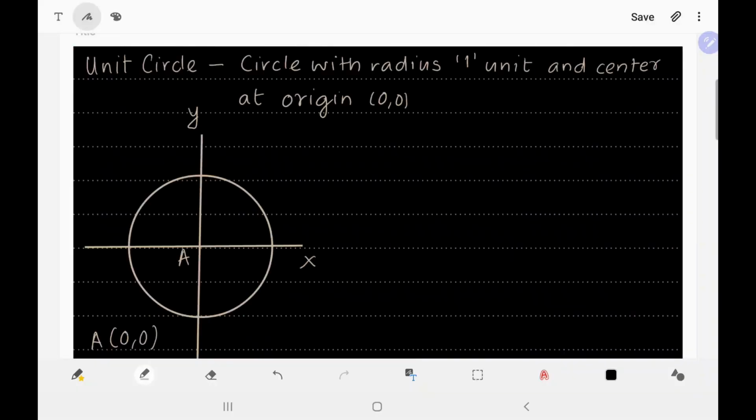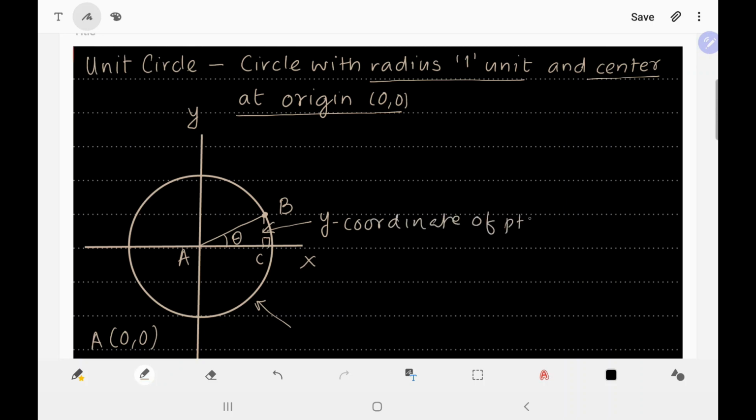A unit circle is a circle with radius 1 unit and center located at origin (0, 0). Here I have drawn a unit circle with center A. Now let us draw a point B on this unit circle such that AB makes an angle theta with the horizontal. A perpendicular BC drawn on the x-axis represents the y coordinate of point B. Similarly, a perpendicular BD drawn on the y-axis from point B represents the x coordinate of point B.